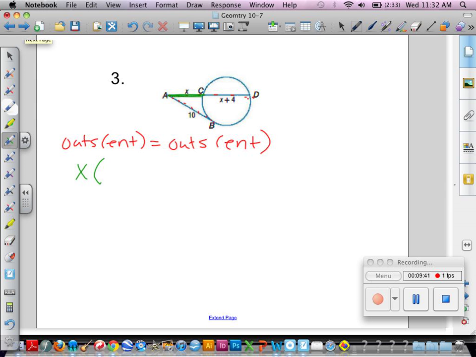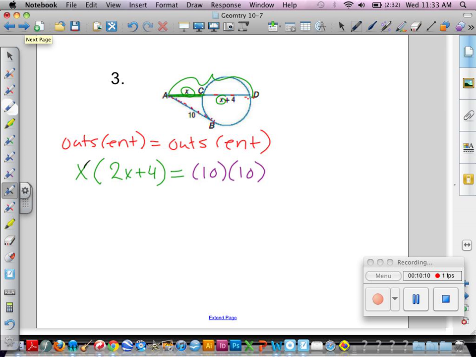So when I look at my top line here, AD, my outside piece is X. My entire would be the whole entire thing. Once again, be careful because some students are going to write X plus 4 down. I have an X and an X, so I have a 2X plus 4. When I come down to the bottom segment, the tangent line, the outside piece is 10. Also, that whole entire line is 10, so I'm going to do 10 times 10.